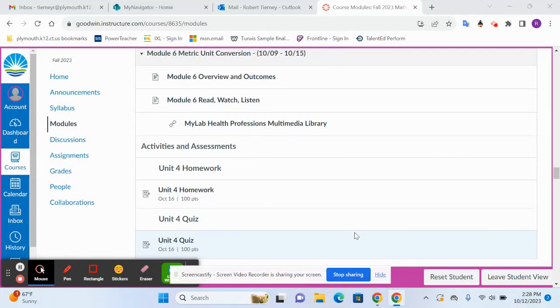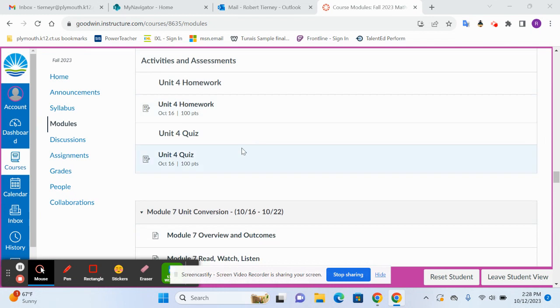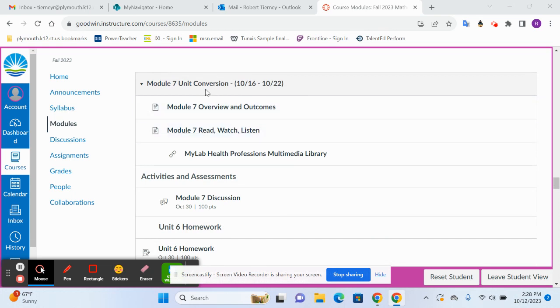It is on Unit 4, which is Module 6. You should see that module right there in front of you. It is on metric unit conversions, and we are looking to do one homework and one quiz. No discussion questions this week. Next week, we have unit conversions, not just metric, but unit conversions.